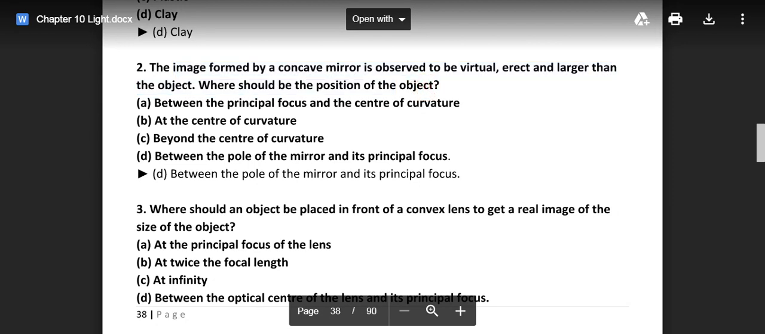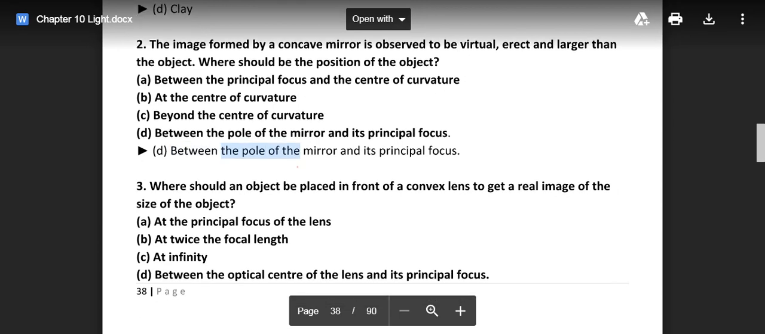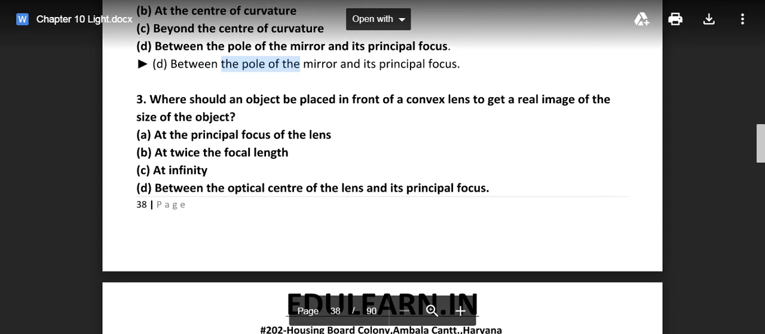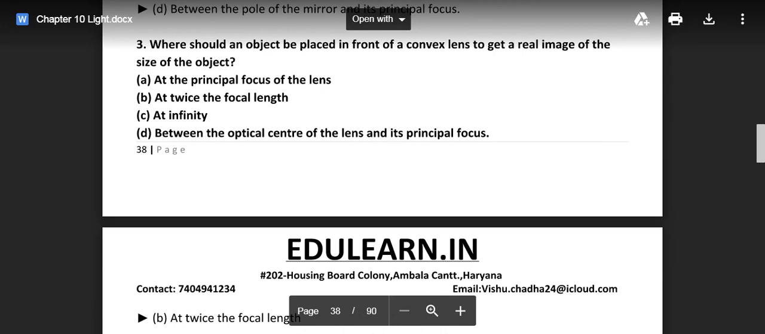Let us look at these cases: in a concave mirror, a virtual, erect and large image is formed when the object is placed between the pole of the mirror and its principal focus. This is talking about the virtual image, the last case, which is formed on the same side. Where should an object be placed in front of a convex lens to get a real image of the size of the object? So where should we place the object so that a real image is formed? It is at twice the focal length, that is at 2f, right?